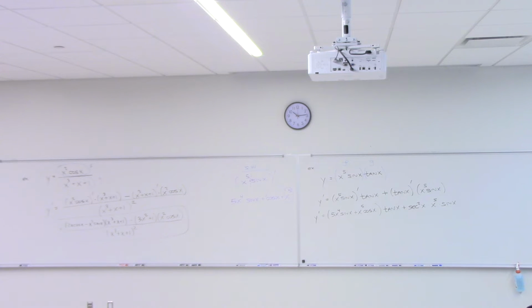How we doing? Fun, right? What section is this? Forgot what section we're in. 2. I don't know why I'm thinking we're in chapter 3. Product quotient.